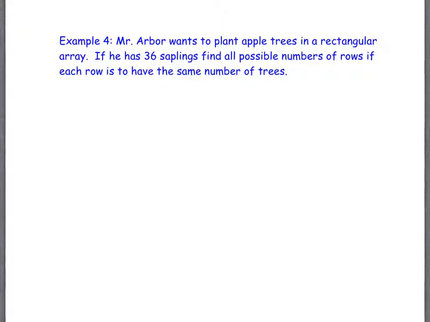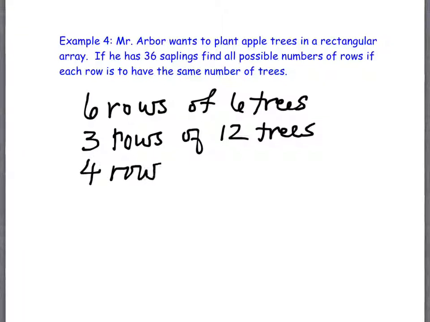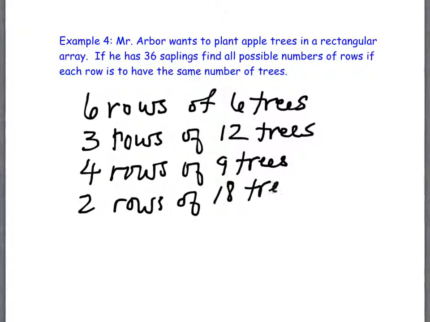We've got rows and columns, and 6 and 6. That would work, right? So he could have 6 rows of 6 trees. What else could he have? Good. He could have 3 rows of 12 trees. What else could he have? 4 rows of 9 trees. What else? 2 rows of 18 trees. He could have 1 row of 36 trees. He certainly could.